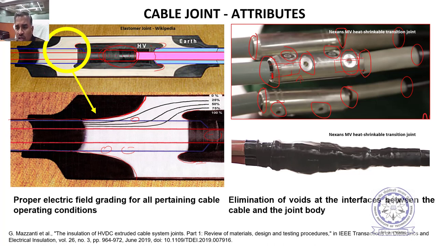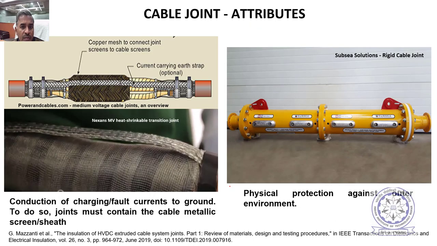These have been cut off, and then only the surface can be seen here, smooth. But inside there is some void, and here also there is some void. These voids have to be filled up using mastic materials, in order to make it void free. So elimination of voids at the interfaces between the cable and joint body is to be done using mastic material. This is how proper electric field grading, pertaining to cable operating conditions, has to be done before jointing.